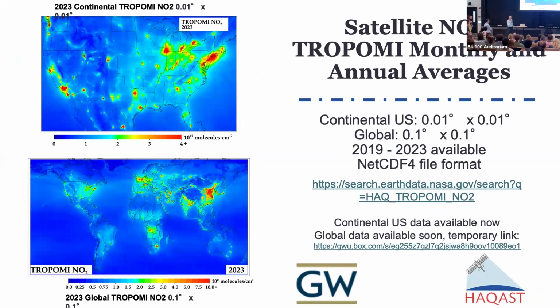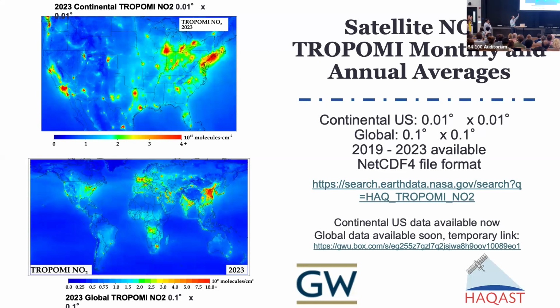Continuing from George Washington University, my name is Dan Goldberg. I've been using TROPOMI data and gridding it. Here I'm showing some data that is now publicly available on the NASA Earthdata website. You just either click that link or just type in HAQ_tropomi_NO2 on the Earthdata website, and that'll get you to this data, which I'm showing at the top there. It's continental US gridded to 0.01 degrees, approximately 1 kilometer spatial resolution.